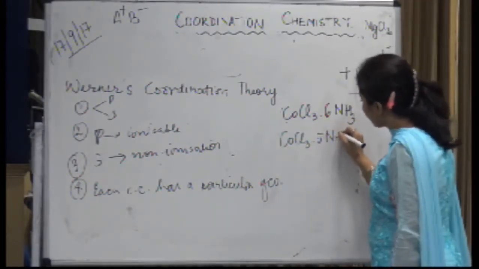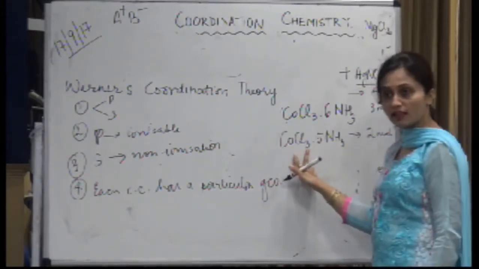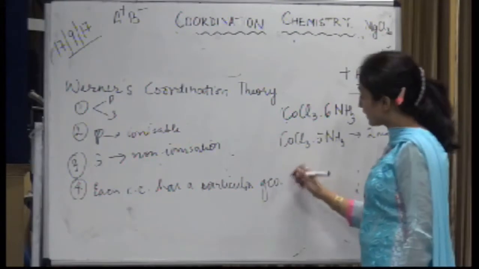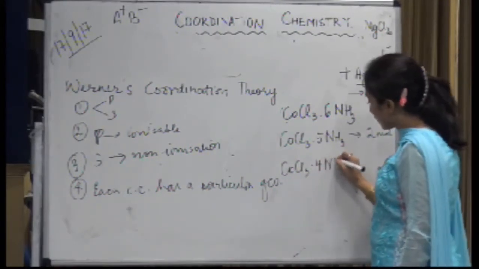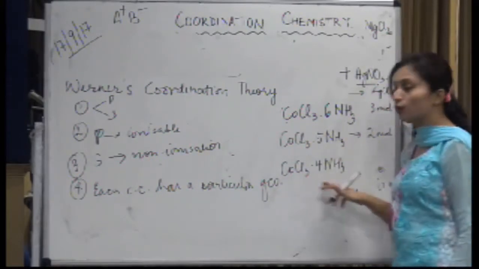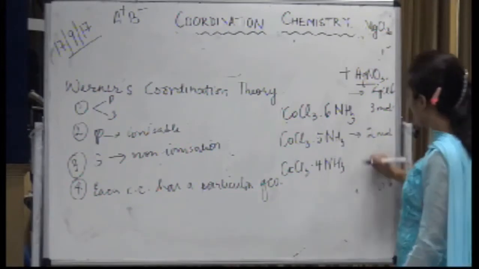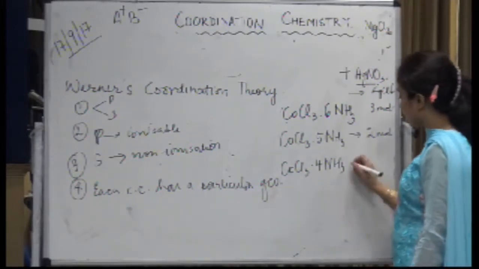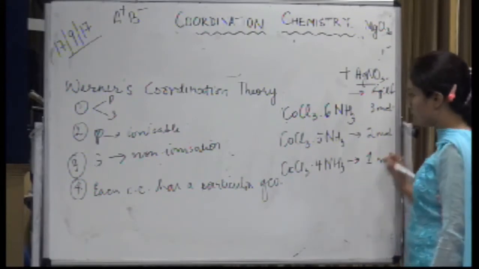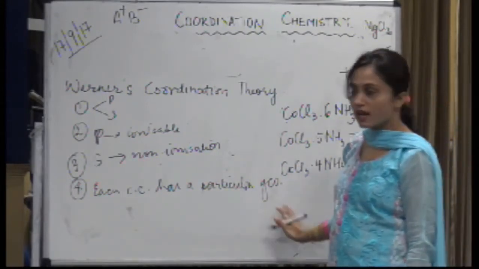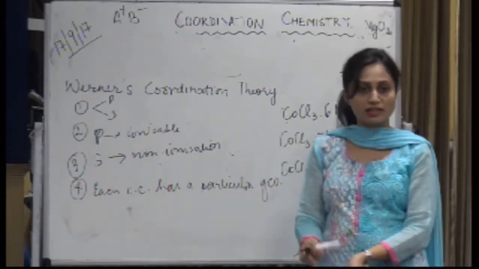COCl3.5NH3, then he got 2 moles. It is still Cl3, only the ammonia has been reduced. And then when he added COCl3.4NH3, this is available in 2 colors. So he tested it with both the colored solutions of these coordination complex compounds. Here he got only 1 mole. Do you understand that? I gave the theory before because now you will understand his work or experiment very well.